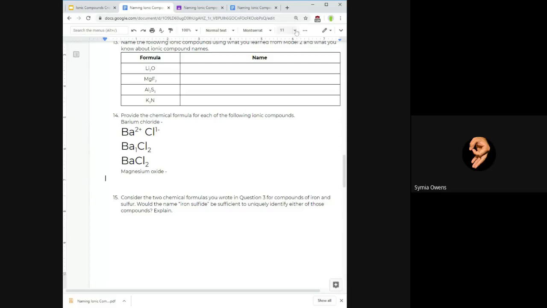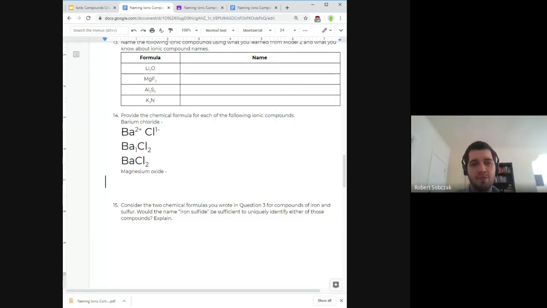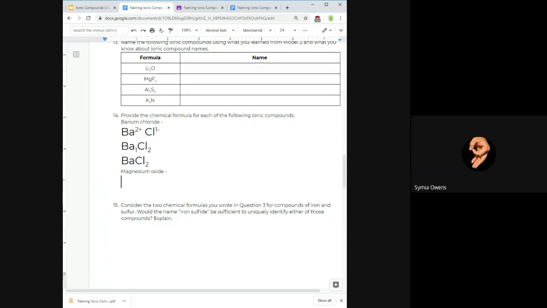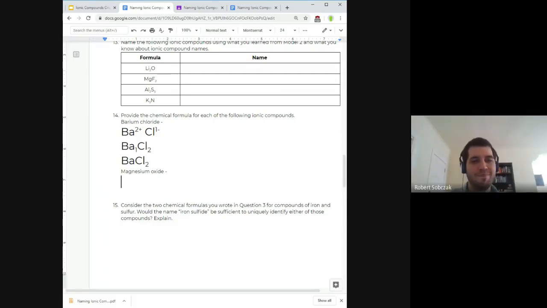Get ready. Lithium oxide, we have to be a little bit careful. What's up? Oh, I was talking to my mama. Oh, it's cool. Okay. Gotcha.